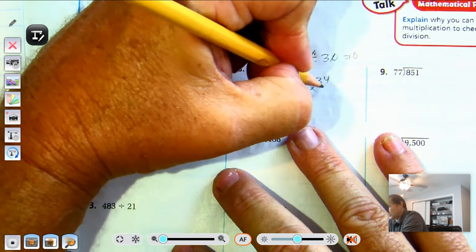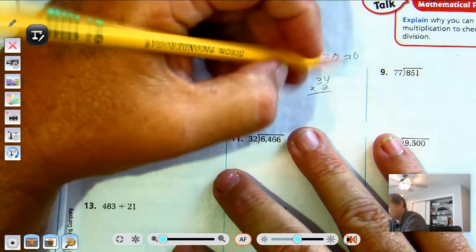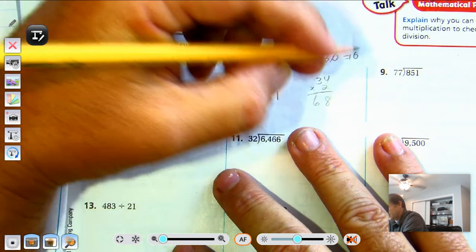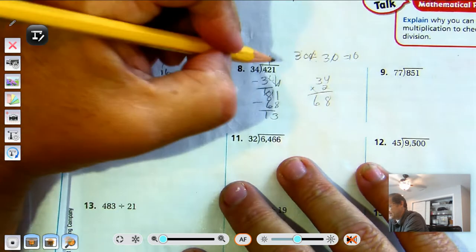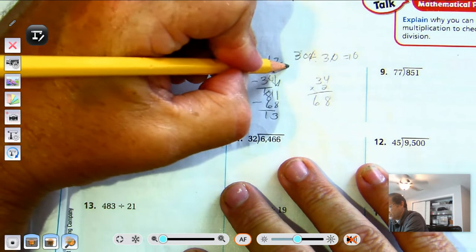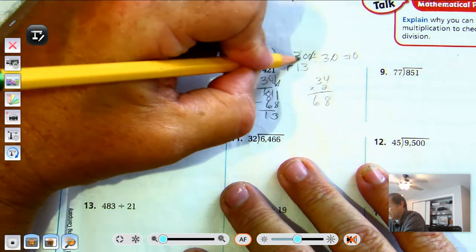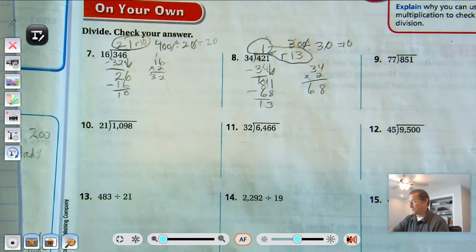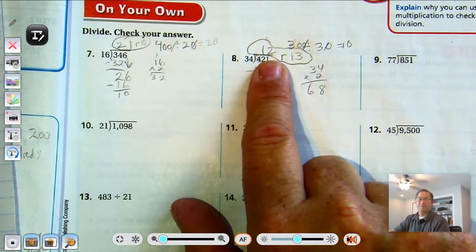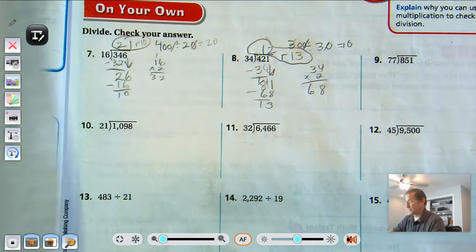Let's try 34 times 2. 2 times 4 is 8. 2 times 3 is 6. Subtract, we're left with 13. Okay, so that would work. So we're saying our answer is 12, remainder 13. Let's check our answer. Multiply the divisor by the quotient.